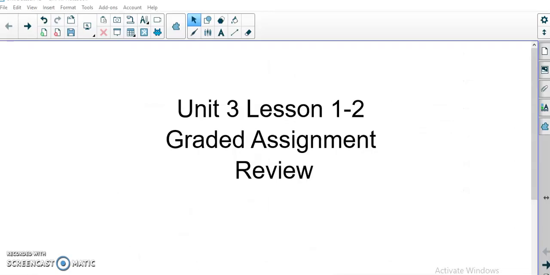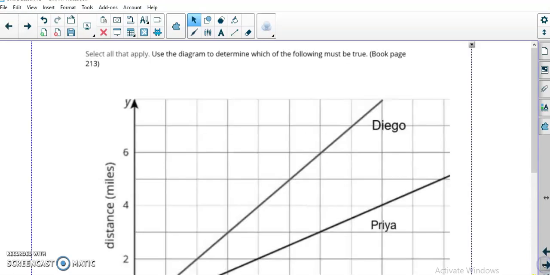Hey guys, so this is the Unit 3 Lesson 1-2 graded assignment review. So if you haven't completed this assignment or you were confused about completing the assignment and need to do your second attempt, this should help you work through some of the problems.